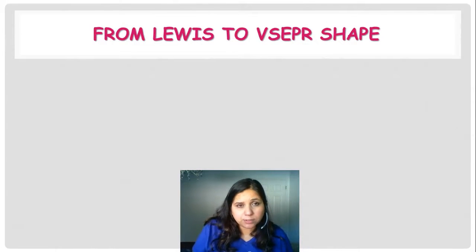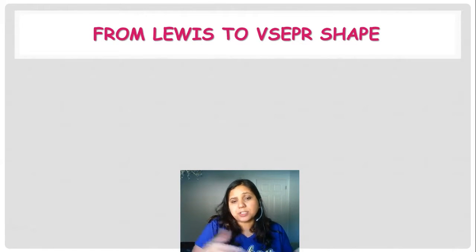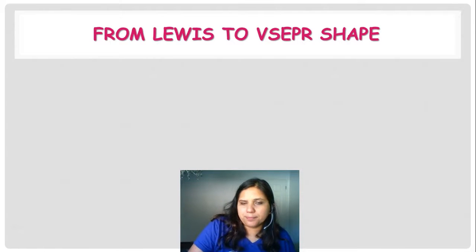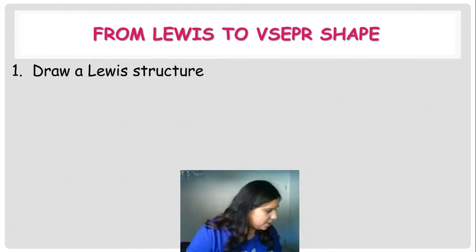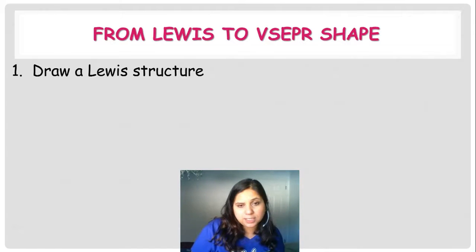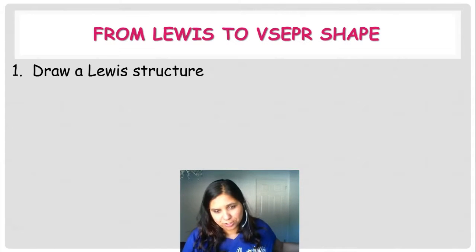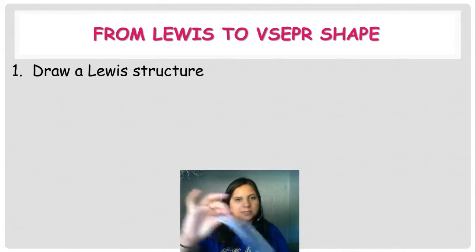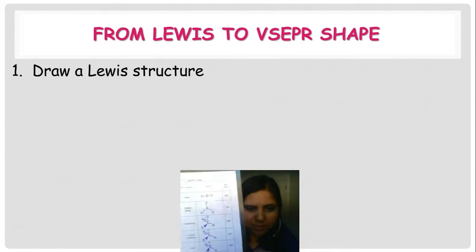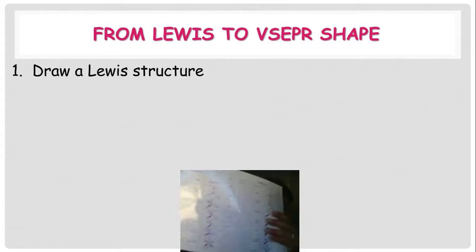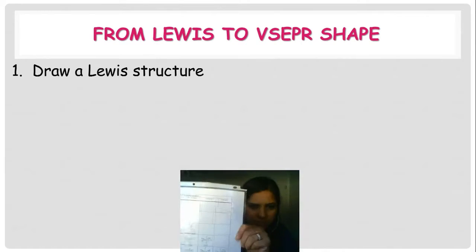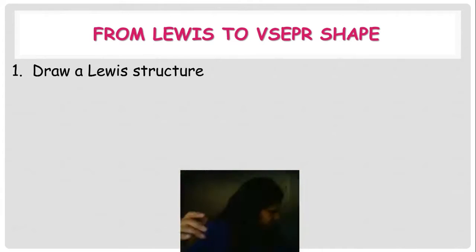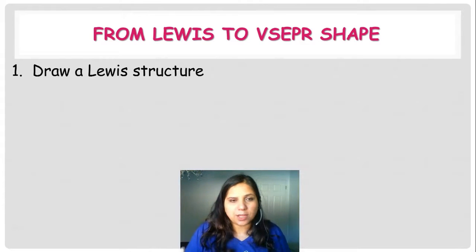So what we're going to do is take a Lewis structure and change it into a VSEPR shape. So here are the steps. One, you need the chart that you have to memorize, which is this VSEPR table right here. If you don't have that one, then maybe you have this one. All right, so draw the Lewis structure.